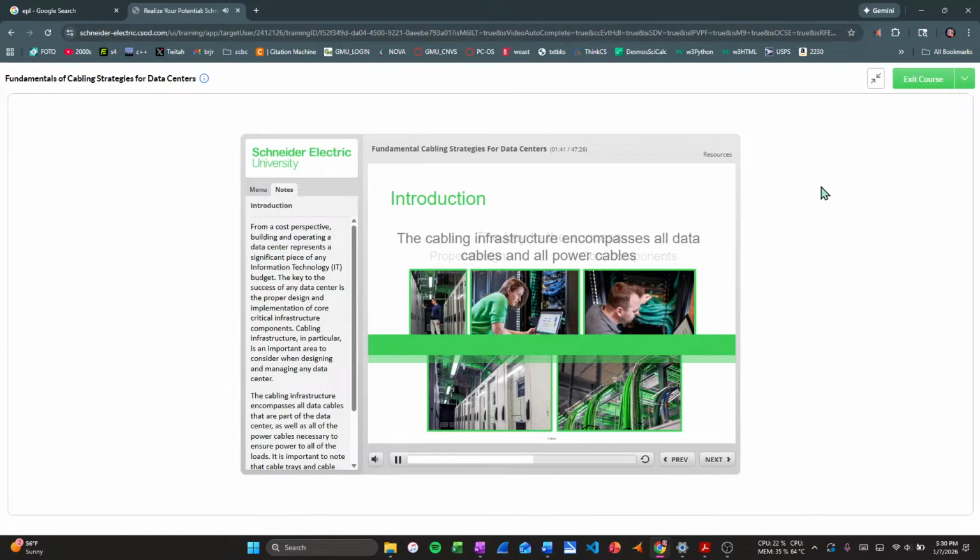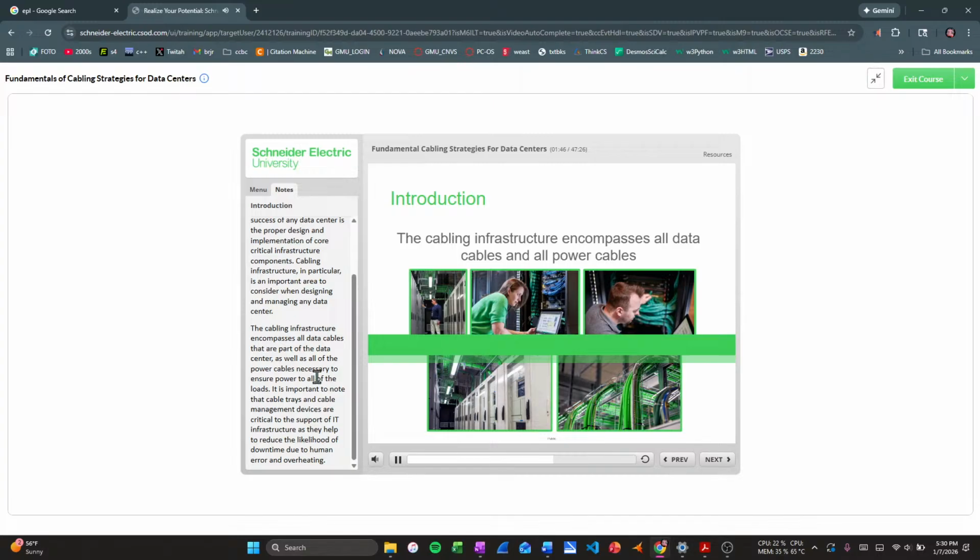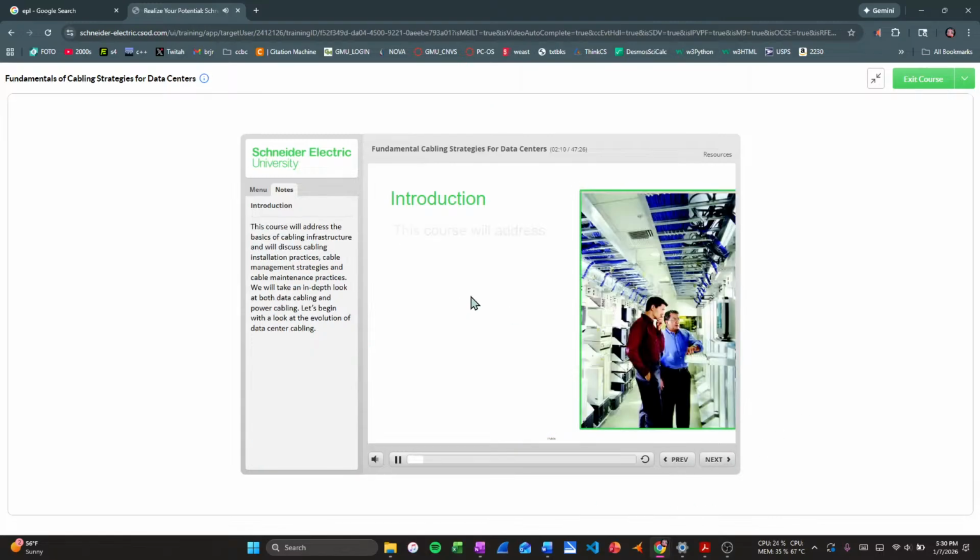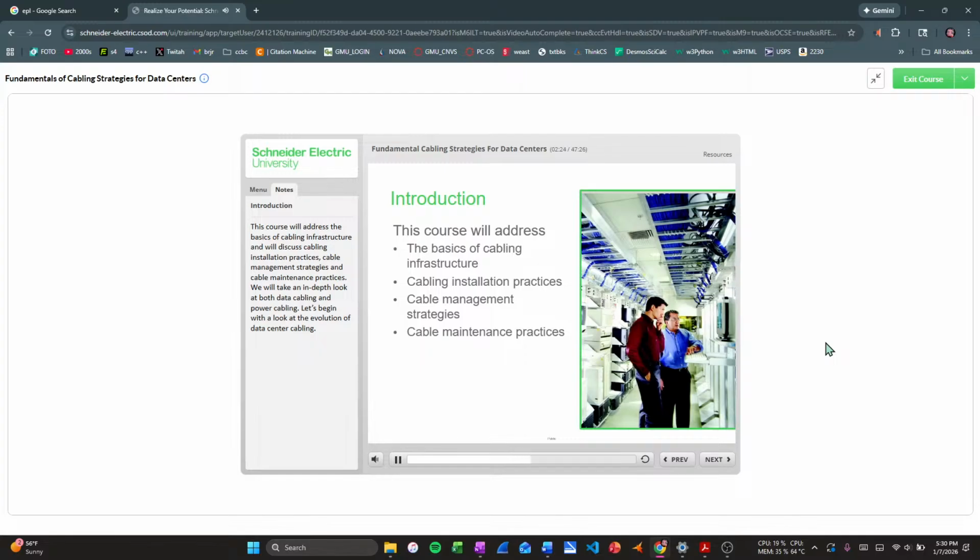The cabling infrastructure encompasses all data cables that are part of the data center, as well as all of the power cables necessary to ensure power to all of the loads. This course will address the basics of cabling infrastructure and will discuss cabling installation practices, cable management strategies, and cable maintenance practices. We will take an in-depth look at both data cabling and power cabling. Let's begin with a look at the evolution of data center cabling.